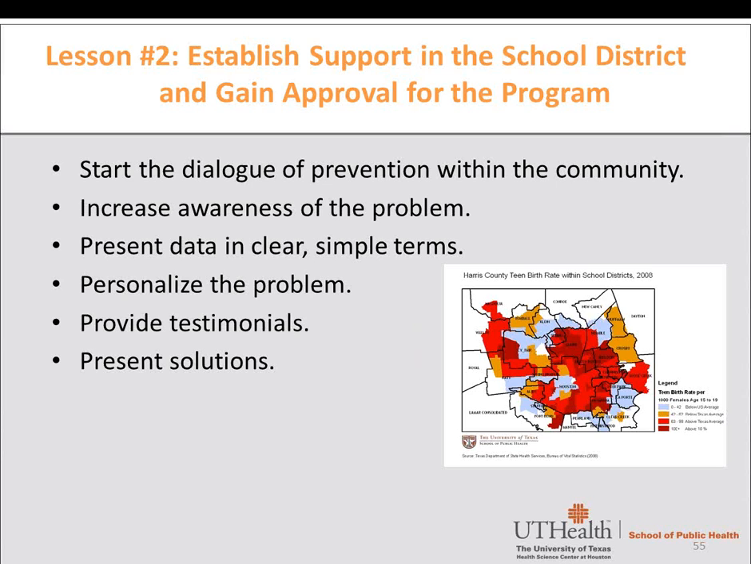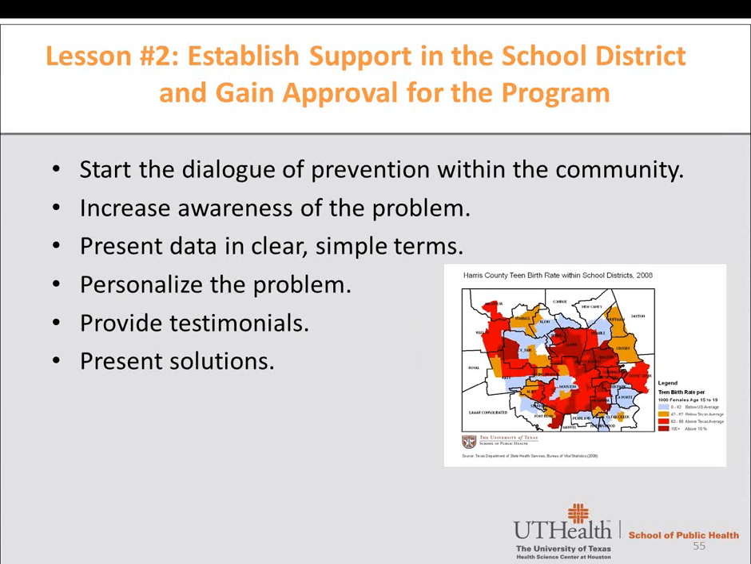So this is an older map, as you can see, with birth rates from 2008, but it's still a really good example. Basically, each color represents a different range of birth rates, and we divided the categories according to how the school district compares to the Texas teen birth rate and to the U.S. teen birth rate.